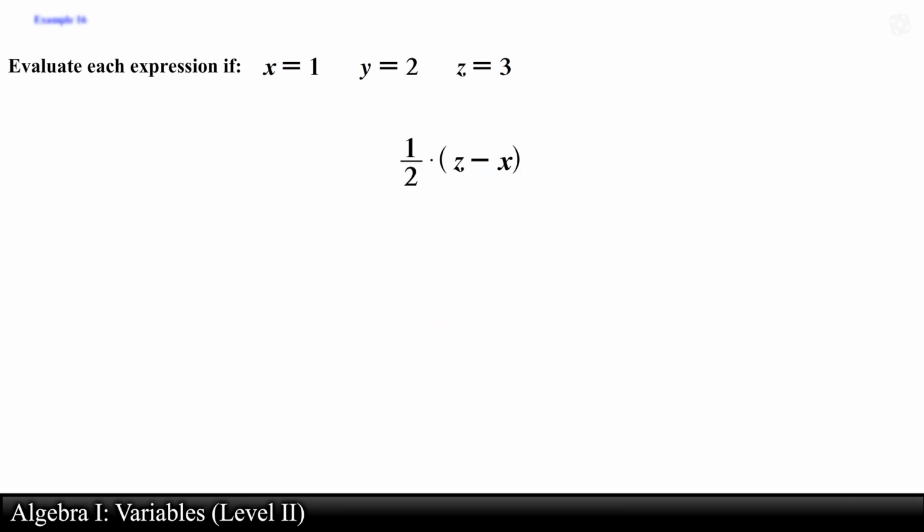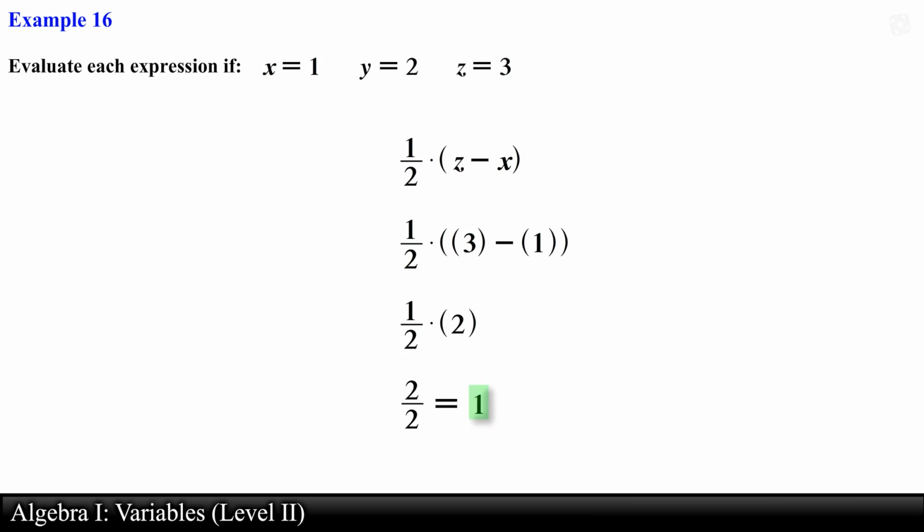Let's try the next expression. 1/2 times the quantity z minus x. We need to work with the values in the parentheses first. So we substitute each value, and we have 3 minus 1, which is equal to 2. And then 2 times 1/2 is just equal to 2 over 2, which reduces to 1.